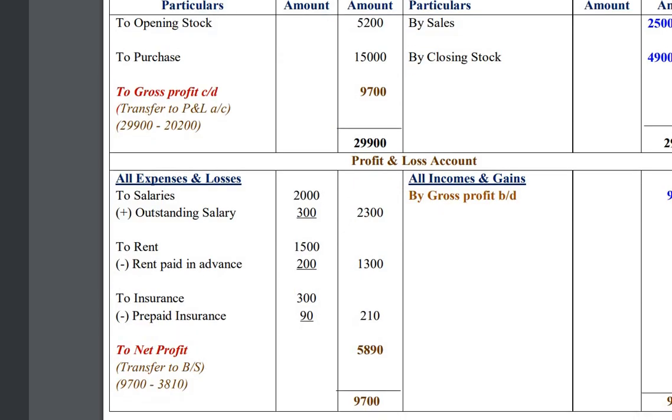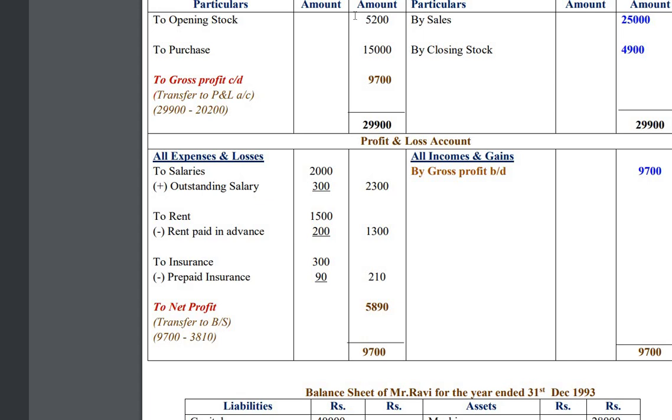In the profit and loss account, first of all, we are going to record the gross profit or the gross loss which is ascertained in the trading account. Now I'm going to enter the gross profit on the credit side of the profit and loss account. Here the profit and loss account is a nominal account. On the debit side we are going to record all the expenses and losses, and on the credit side we are going to record all the incomes and gains. Now the expenses, to salary.